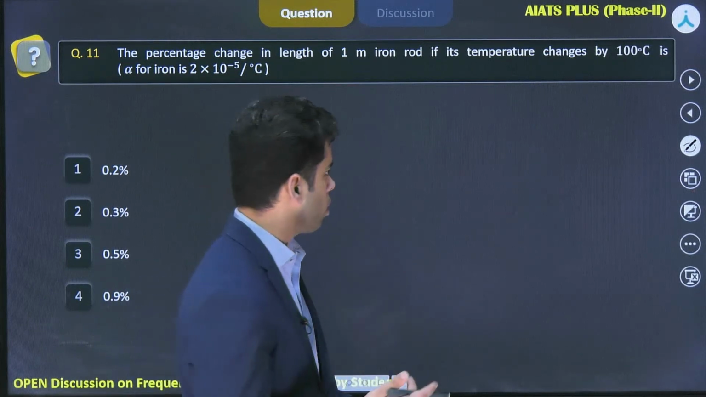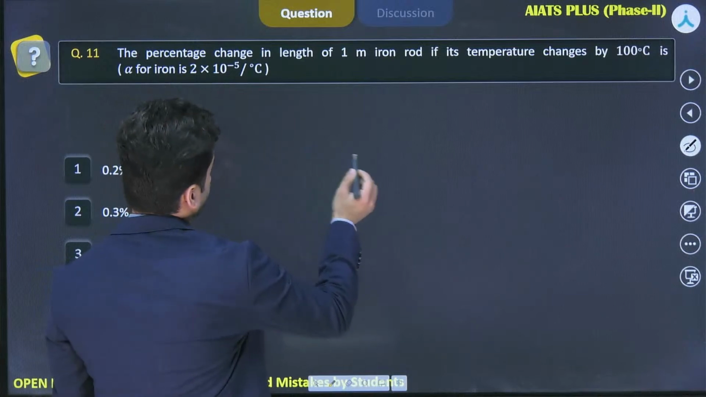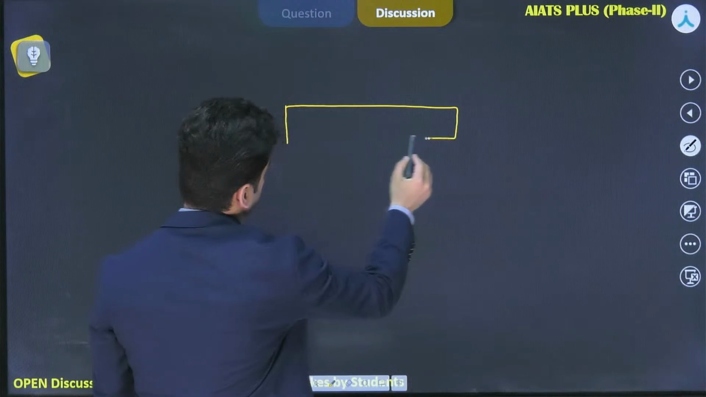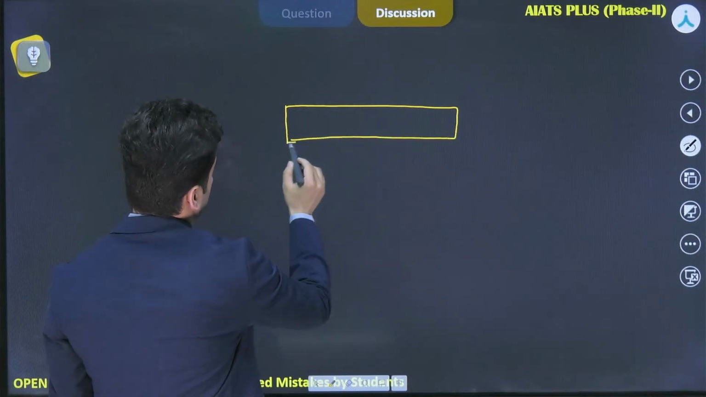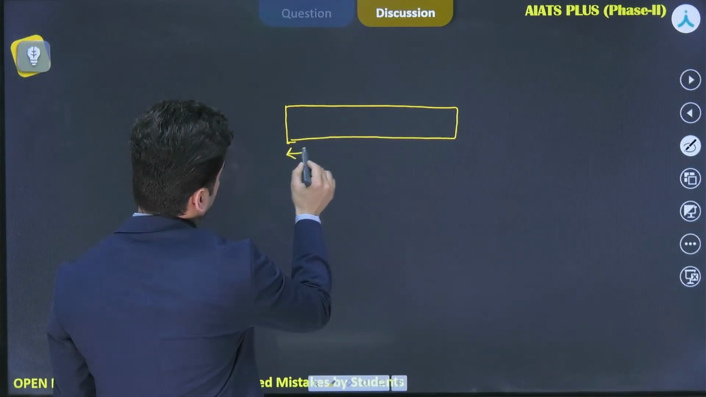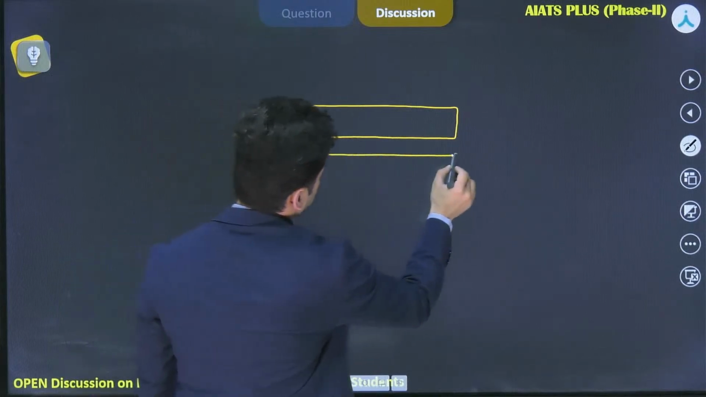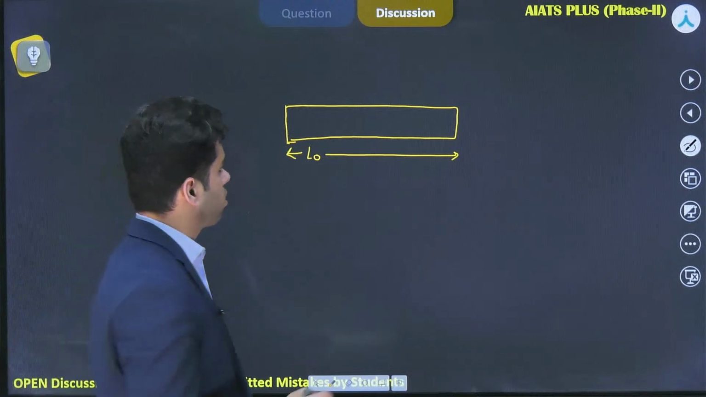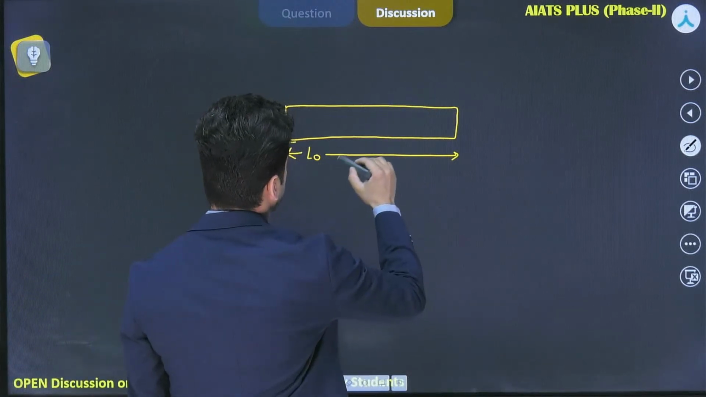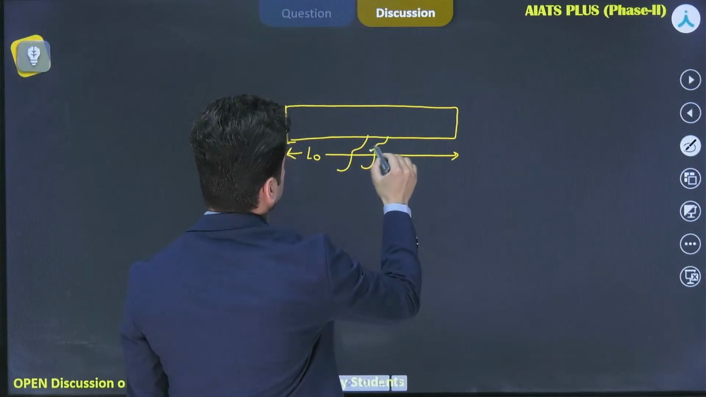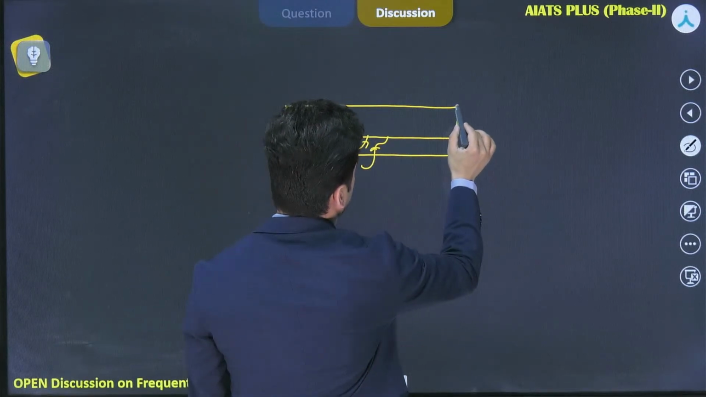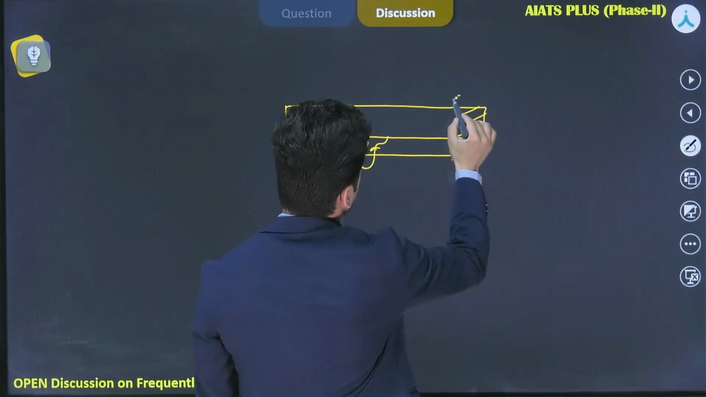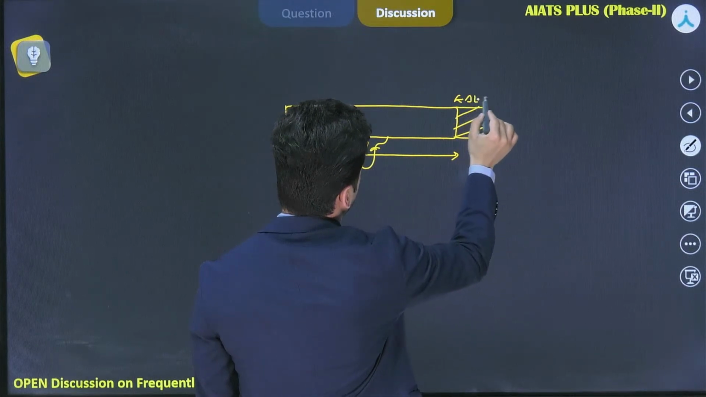Okay. So dear students, let me draw the rod for you. So there you go. I have a metal rod with me, right? Let the original length of this rod be L0, and suppose that I start heating this rod, and this rod expands by a certain amount. It expands by this much part, and this part is delta L.